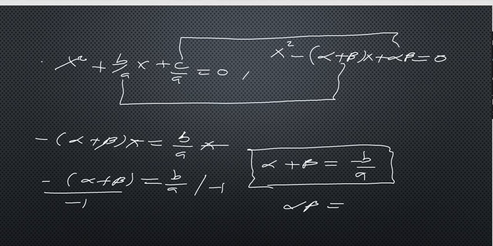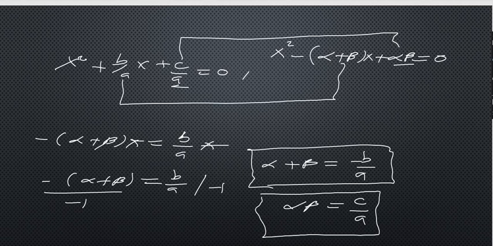Then for the product of roots, you're multiplying alpha multiplied by beta. Since the product of roots is equating to this one, so we are going to say c over a. That is one thing that you need to know. So this is the formula that you need to use for you to find the product of roots.